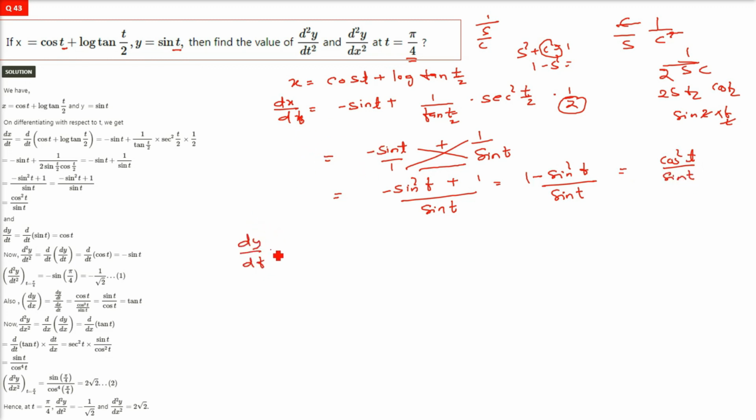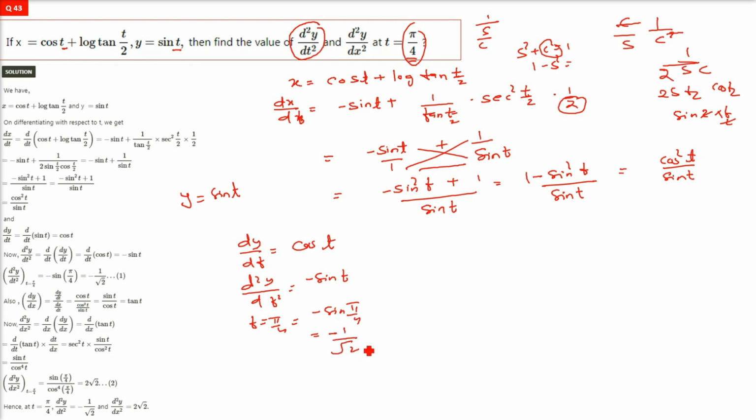Now we are doing dy by dt. What is y? Sin t. So d by dt of sin t is simply cos t. But we have to find out d2y by dt2, so let us differentiate one more time. d2y by dt2, the derivative of cos t is minus sin t. And we have to find it at t equals pi by 4, so it will be minus sin pi by 4. Sin 45 degree and cos 45 degree are both 1 by root 2. So it is negative 1 by root 2. This is the first thing we have found out.